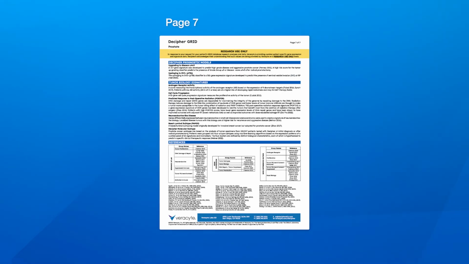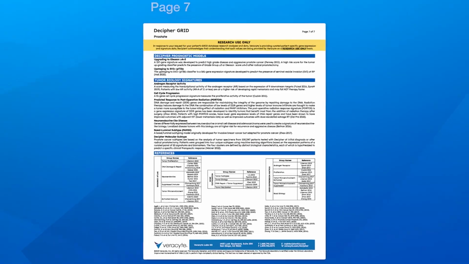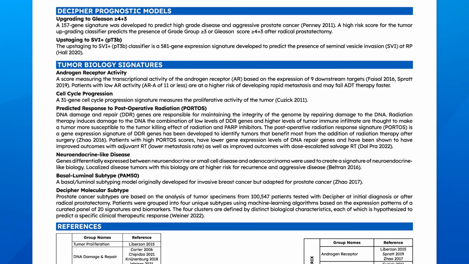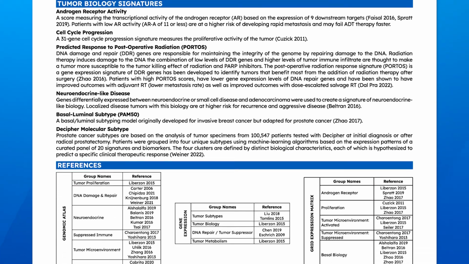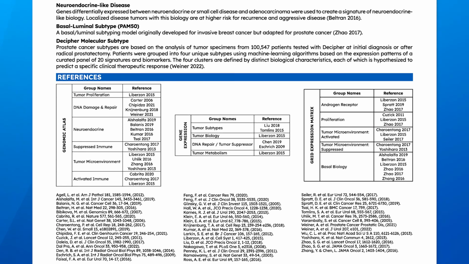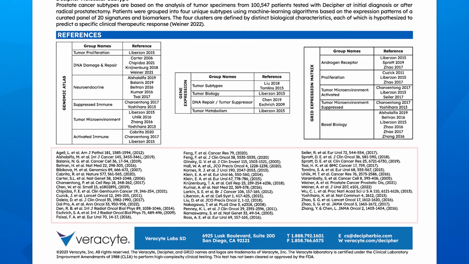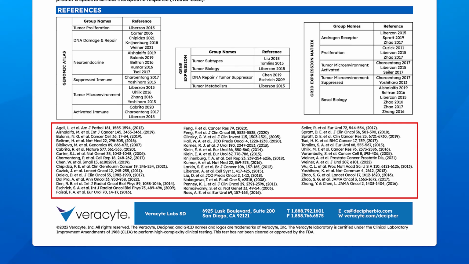Finally, on page 7, you will first see a more in-depth description of some of the models that we designated on page 1. In the middle of the page, there are 3 tables that reflect the references that make up the genomic atlas, gene expression, and grid expression matrix pages. Finally, at the bottom of the page, you'll find all of the references used throughout the Decipher GRID signatures listed in alphabetical order. I hope you found this review of the GRID report helpful.